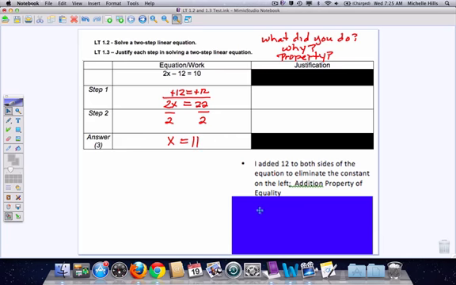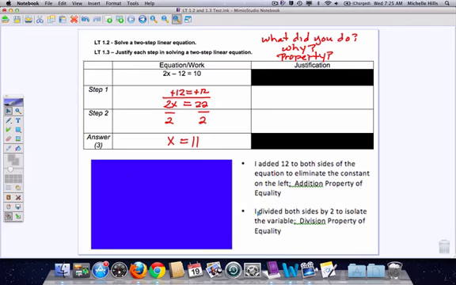And again, the justification for why I did that: what I did, I divided both sides by 2. Why? To isolate the variable. What allowed me to do that? The division property of equality.